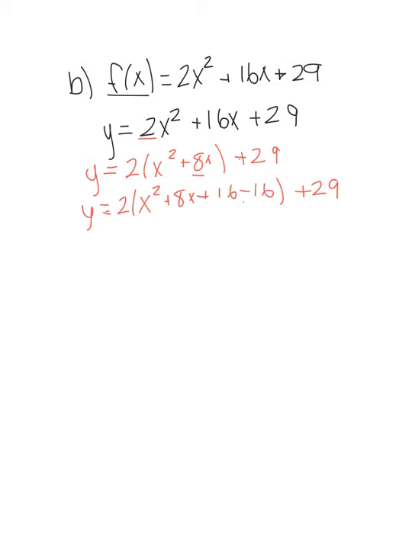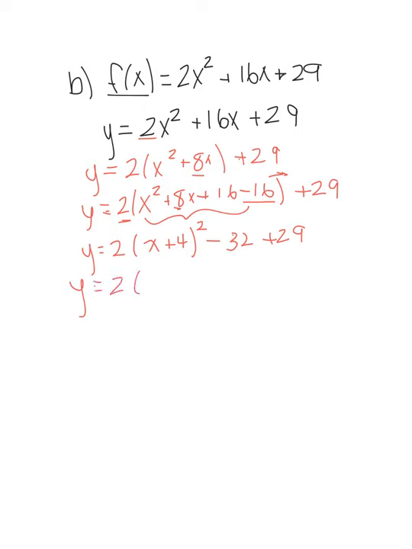The next thing that we need to do is remove this fourth term from the bracket and factor the remaining 3 terms. So y is equal to 2(x plus 4). Remember, we can take this b and divide it by 2. When I take this negative 16 outside of this bracket, I do need to multiply it by the 2 out front. So this is going to become a minus 32 plus 29. The final step is to simplify this, so y equals 2(x plus 4) squared minus 3.